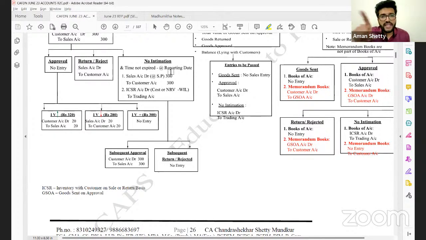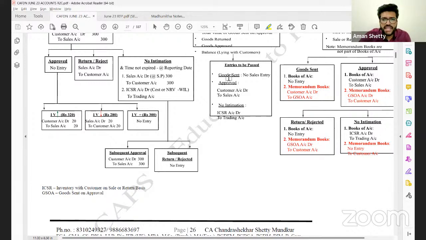However, when the returned or rejected goods come and sit in my stock, I'll have to move it from my stock lying with customer to my warehouse stock. That is in my store ledger or whatever inventory books I'm maintaining. There I need to show the inventory. That is the only change. But in my journal entries, there is no entry required. Have you understood this?